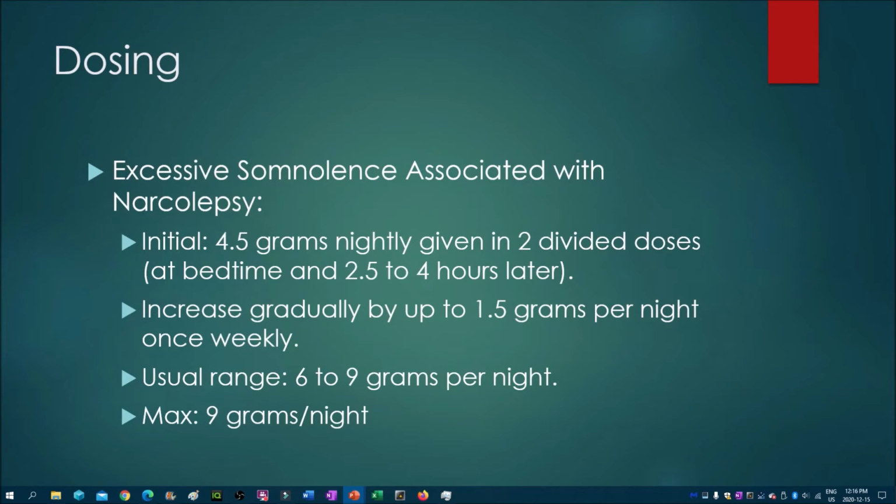Now for an example of dosing with sodium oxybate. So in the treatment of excessive somnolence associated with narcolepsy, we may see an initial dose of 4.5 grams nightly given in 2 divided doses. So the first dose might be at bedtime, and then the second dose may be 2.5 to 4 hours later. The patient has the option to increase the dose gradually by up to 1.5 grams per night, once weekly. The usual dosing range would be 6 to 9 grams per night, and the maximum dose would be that 9 grams per night. Again, this would be given in 2 divided doses.